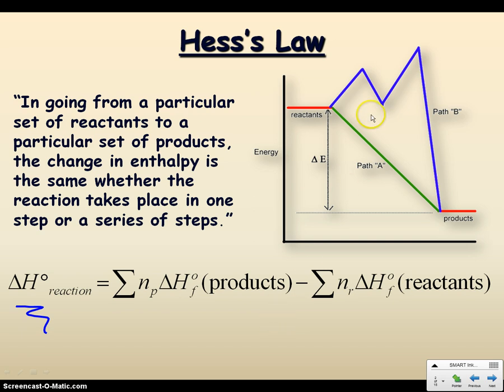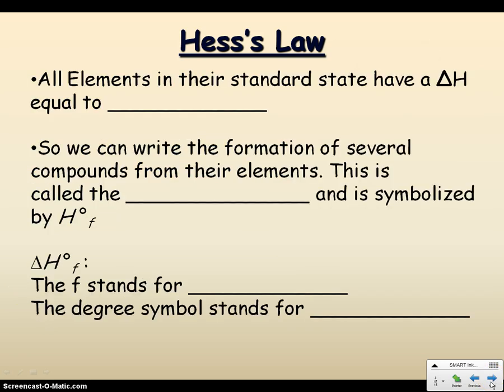The other method kind of uses this idea of little intermediate steps. So if we take, for instance, path B, we could figure out the heat of this, the heat of that, the heat of this, the heat of that, and it should be the same as if we just did path A. So let's take a look at our two versions of Hess's law.